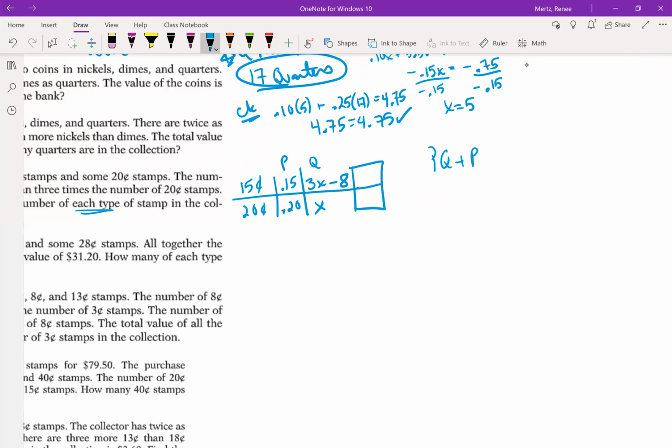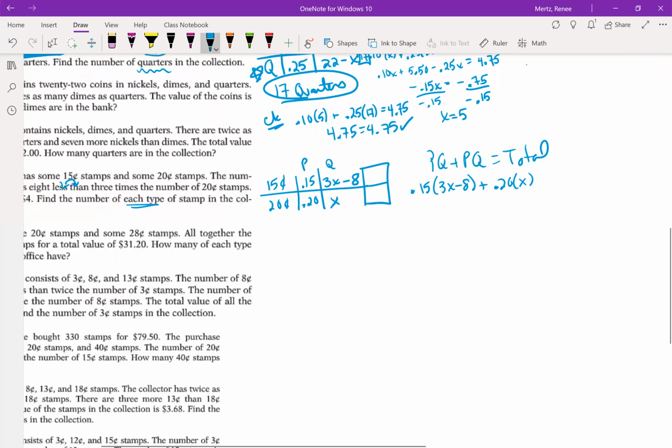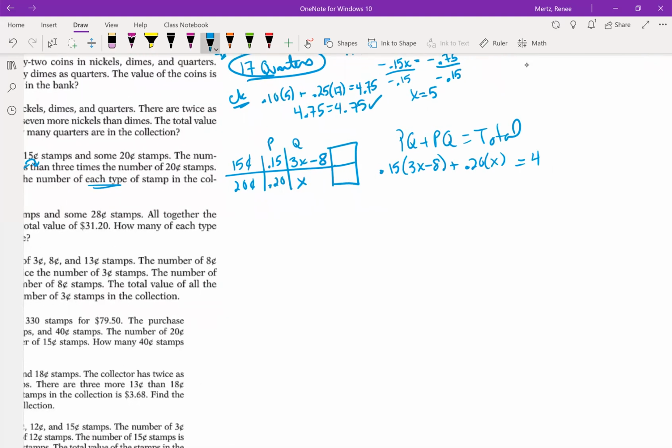PQ plus PQ equals total for my setup. 0.15 times (3x minus 8) plus 0.20 times x equals my total of $4. So 0.45x minus $1.20 plus 0.20x equals $4. Combine like terms, we have 0.65x equals 5.20.